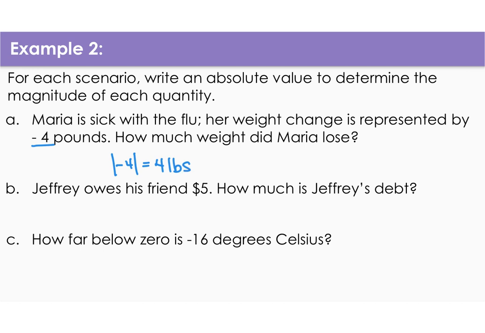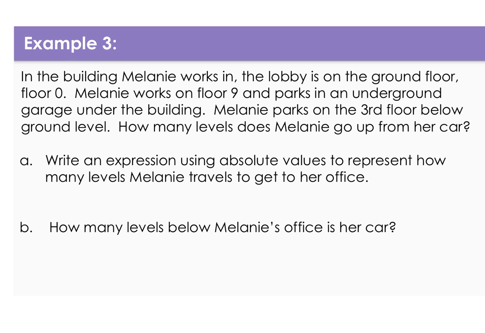Jeffrey owes his friend $5. How much is Jeffrey's debt? So that means since he owes his friend $5, that's a negative 5. We want the absolute value of that, which he owes his friend $5. How far below 0 is negative 16 degrees Celsius? So we're looking at how far below 0 it is, so that will be the absolute value of negative 16, which is 16.